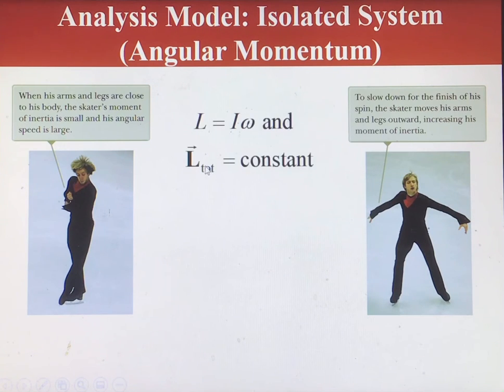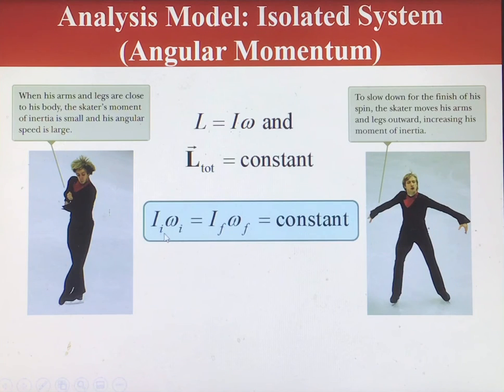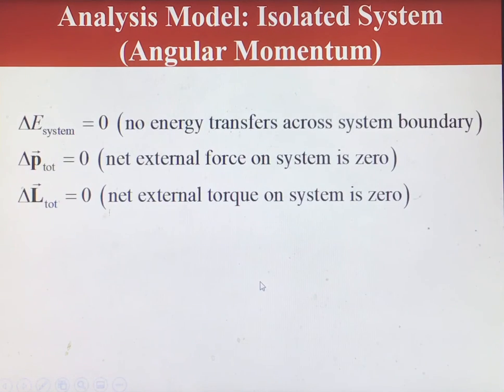So basically, this is the equation that we're talking about. We're looking at L equals I times omega, and if this is equal to a constant for an isolated system, the total L is not changing. So it means that I initial omega initial is equal to I final omega final, and this is equal to a constant. All right.